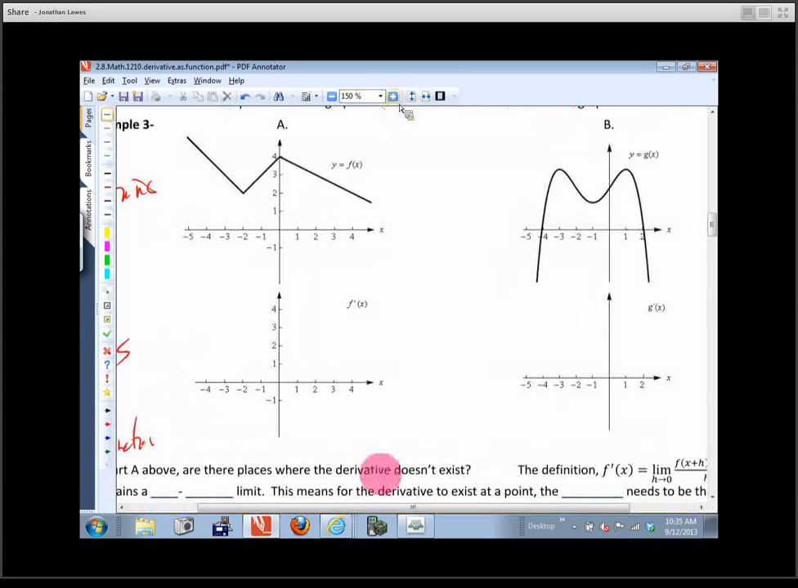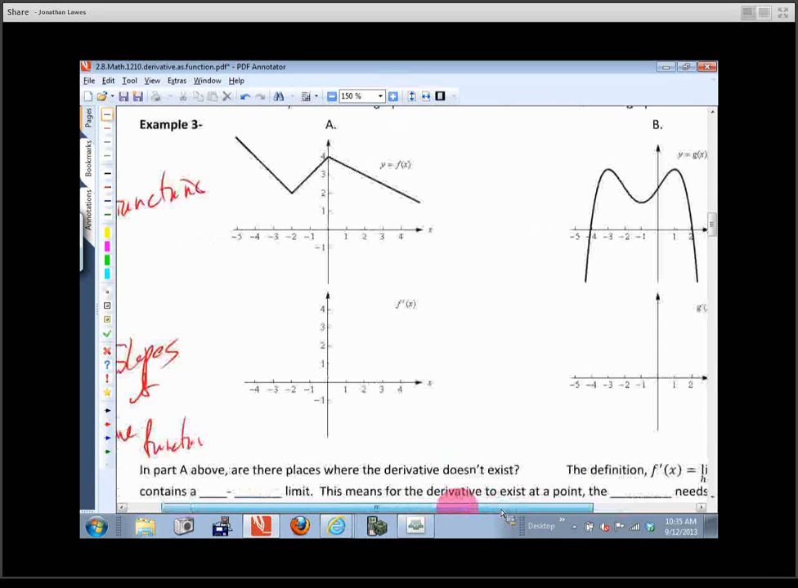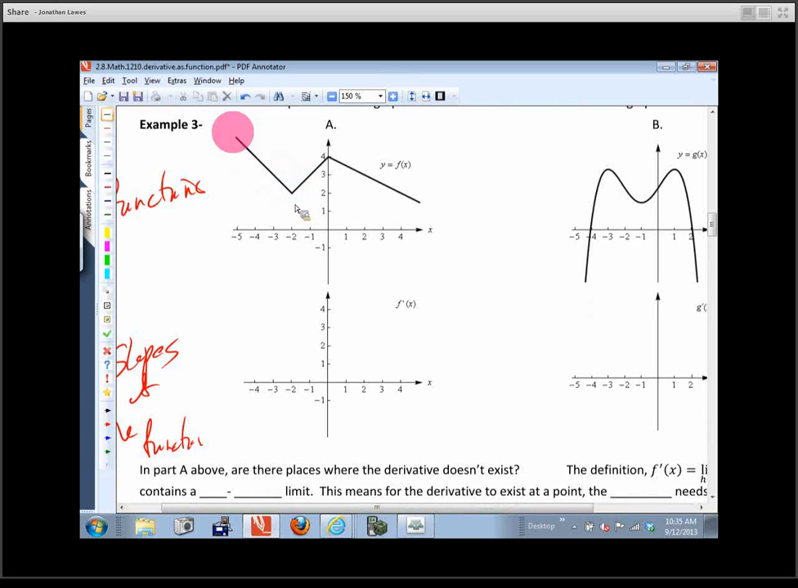So let's look at this first one. Okay, what's nice about the slopes all the way along here? They're all exactly the same. They're all sloped downward. And you'd estimate that it's about -1. Okay, so everywhere over here, we're going to have a slope of -1. What happens in between -2 and 0? Slope is about +1. And what happens here?